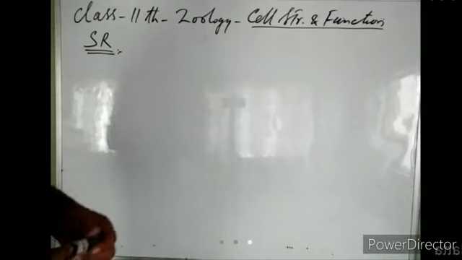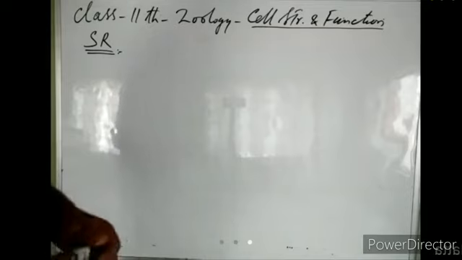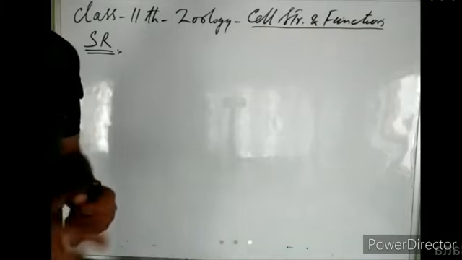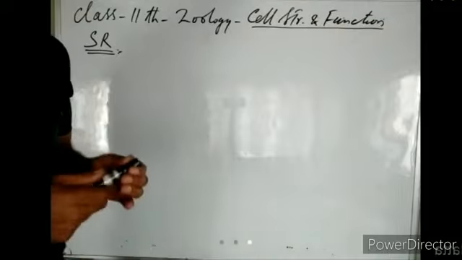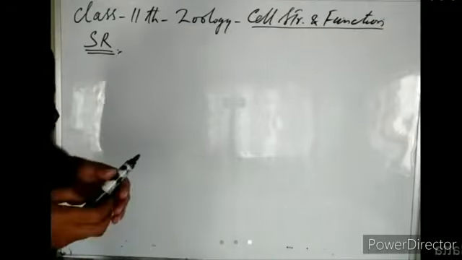Rough endoplasmic reticulum is most abundant in protein-forming cells. Smooth endoplasmic reticulum is most abundant in lipid-forming cells or steroid-forming cells. And the sarcoplasmic reticulum is particularly found in muscle cells. So yesterday we were discussing the terminology in muscle cells.